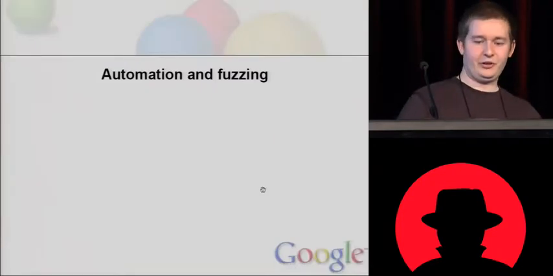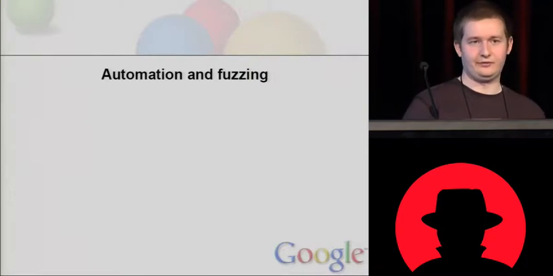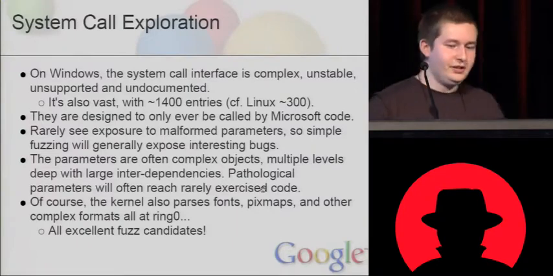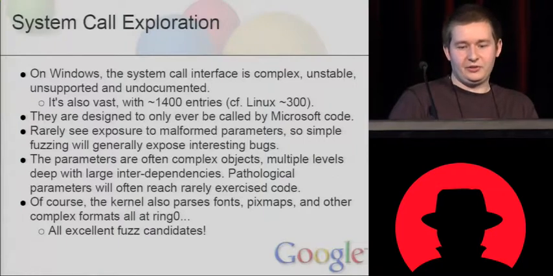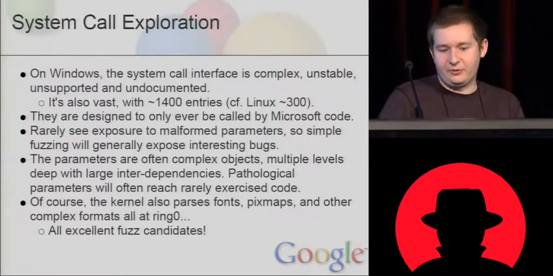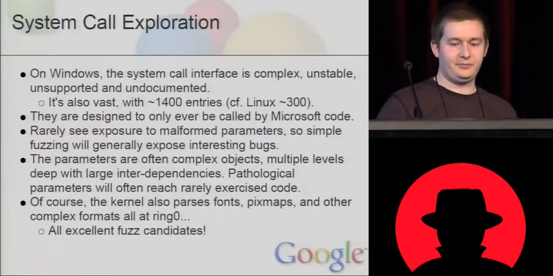So we've also been working on automation and fuzzing for operating system kernels. So we've been working on system call exploration to try and find interesting attack surface that we want to reach. On Windows, the system call interface is complex, it's unstable, it's unsupported, and it's undocumented, and it's also pretty vast.